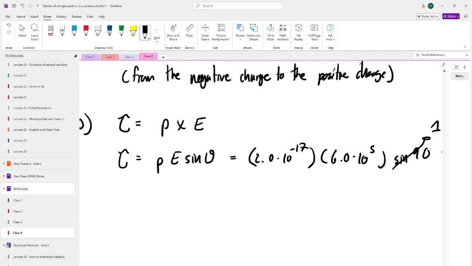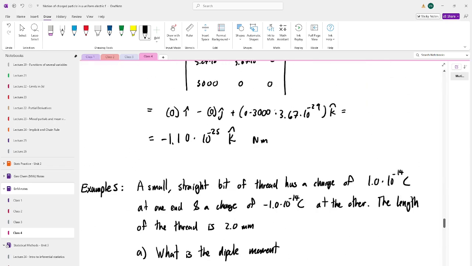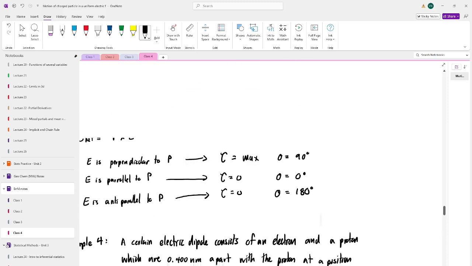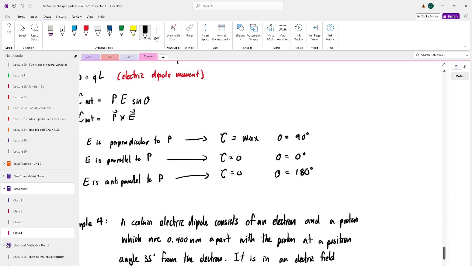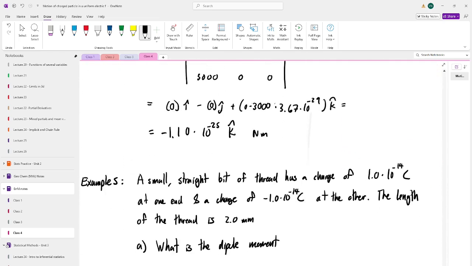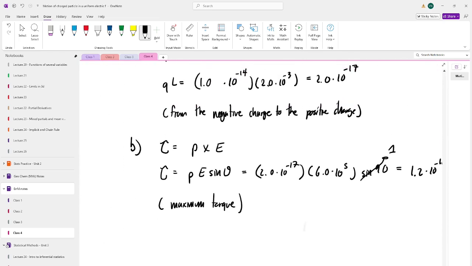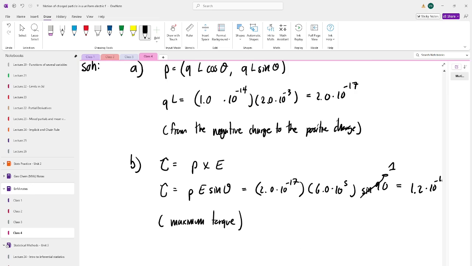And in other words, you could say that this is the maximum torque. Because, as we said earlier, we have this scenario right here. The E field is perpendicular to the dipole moment, so we're getting the maximum amount of torque possible. So, in other words, we have torque perpendicular to the field, and that amount of torque is the most it could possibly be. Okay, so, one more example.